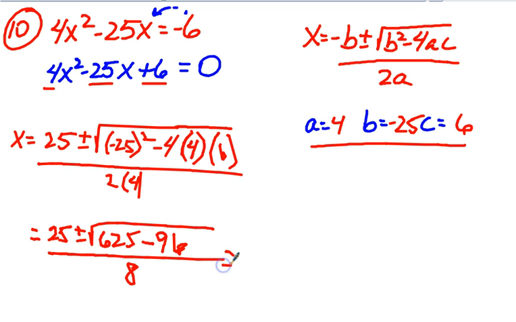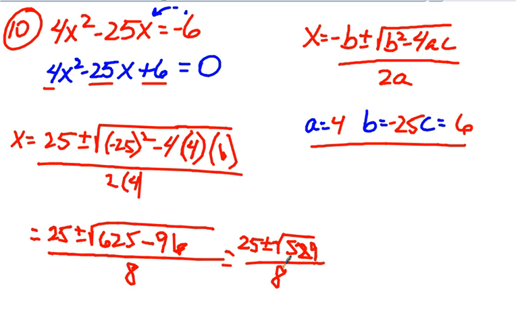So I'm going to do 625 minus 96, which is 30. No, I'm sorry, what is that? Which is 529, so this is 25 plus or minus square root of 529 over 8. Now, 529 is real ugly, and I don't know about y'all, but I sure don't want to break that down.